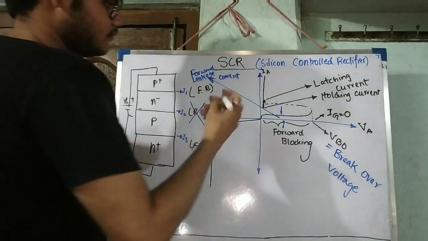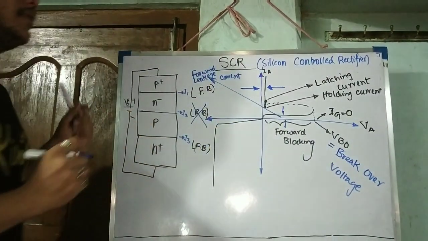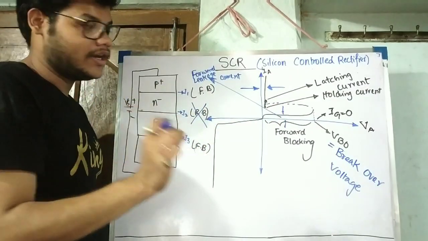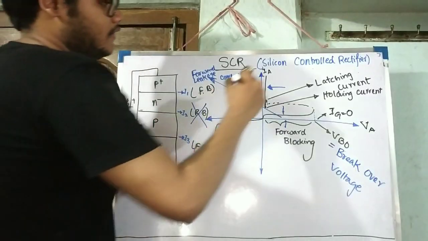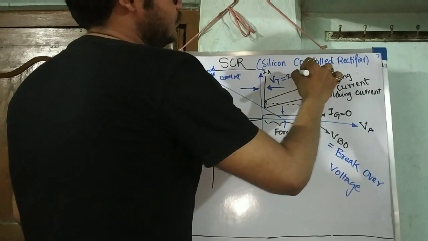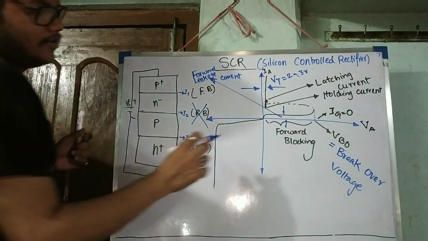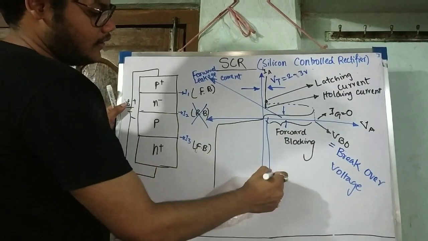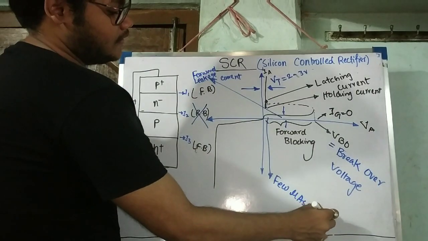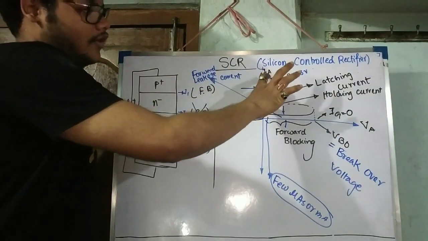And there is a certain voltage drop in this region. When the SCR is on, when it is conducting, there is a certain voltage drop. This is called VT, and it is generally about 2 to 3 volts in range. And this leakage current is about a few microamperes to milliamperes, not more than that. So this is your forward conduction mode.